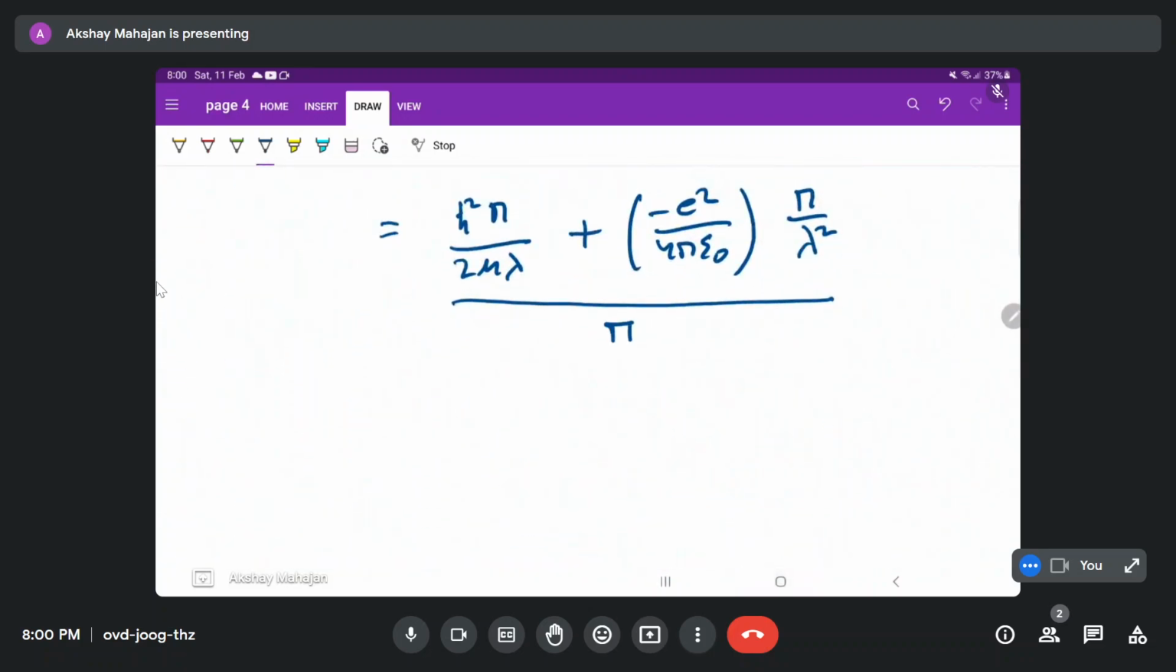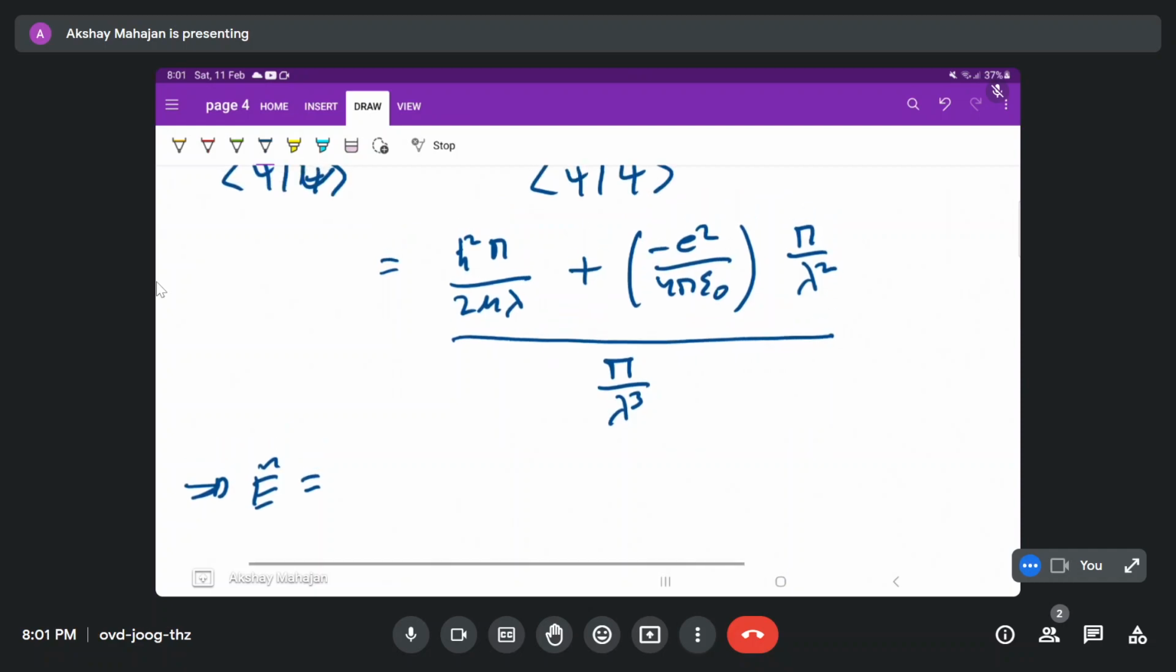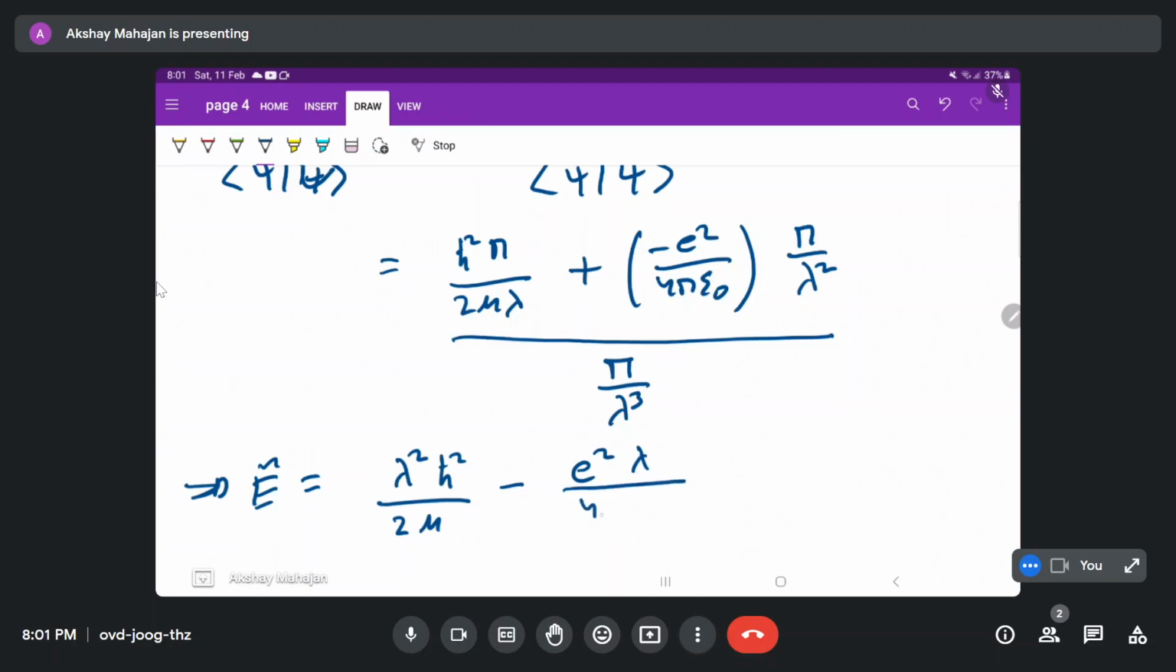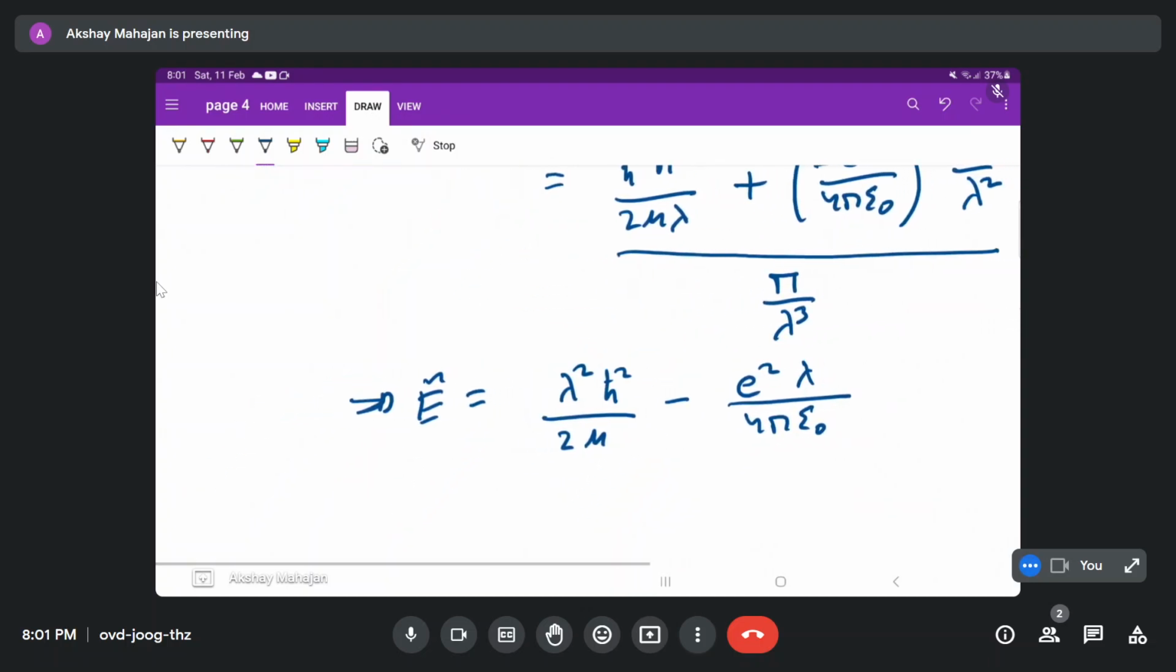So our E tilde finally comes as, okay, if you do this division, we get lambda square h bar square by 2 nu minus e square lambda upon 4 pi epsilon naught. Alright, so this is our E tilde. We have obtained our E tilde.